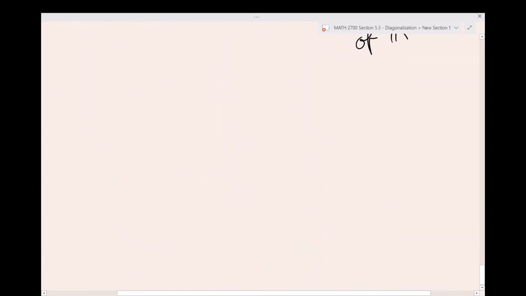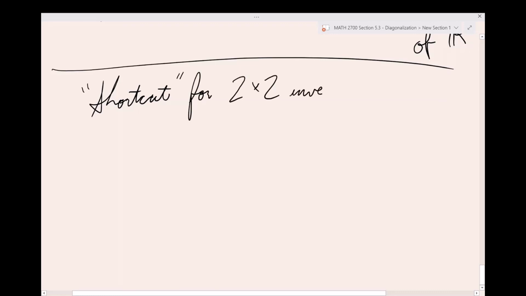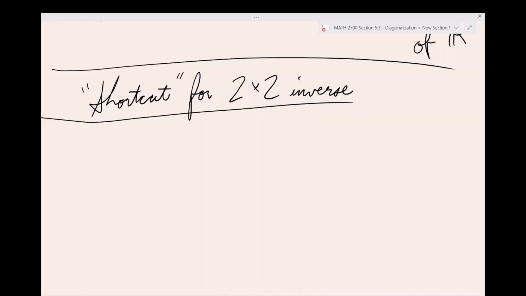Now, one more additional little thing I wanted to talk about that's not really necessary, but I realized I made reference to it in the homework, so I wanted to show you really quick. Let's call that a shortcut for a 2x2 inverse. You can get a formula for the inverse of a 2x2 matrix, as long as it's invertible, fairly easily, because with a 2x2 the algebra doesn't get too nasty. So suppose we have this 2x2 matrix and that it's invertible.